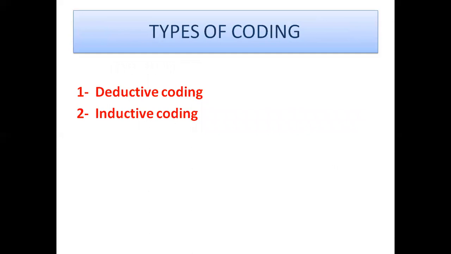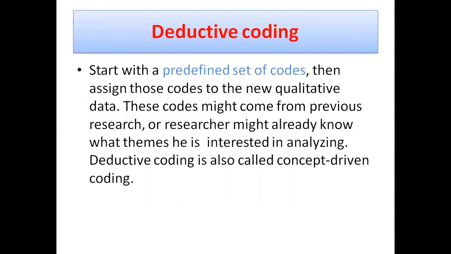Now, what are the types of coding? There are two types of coding. There are deductive coding and inductive coding. Deductive coding starts with a predefined set of codes, then assigns those codes to the new qualitative data. These codes might come from previous research, or the researcher might already know what themes he is interested in analyzing. Deductive coding is also called concept-driven coding.